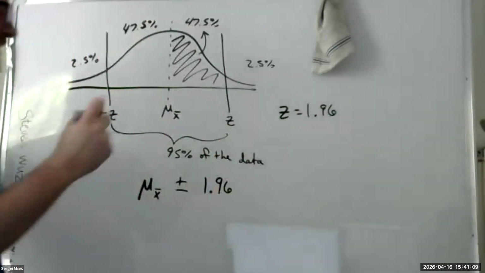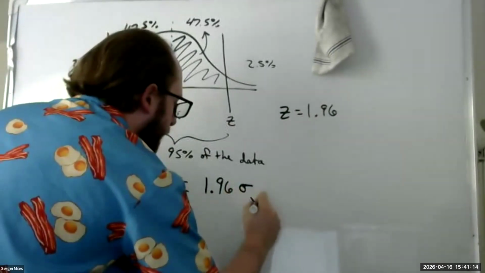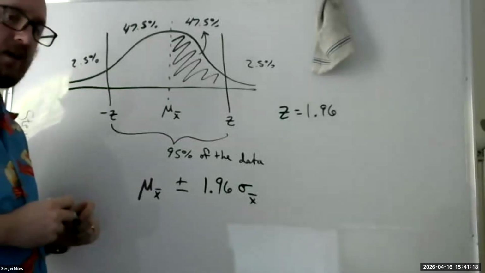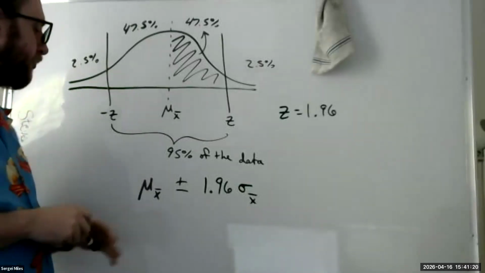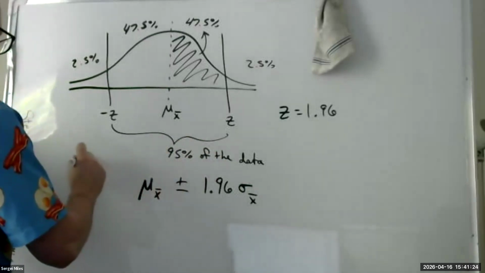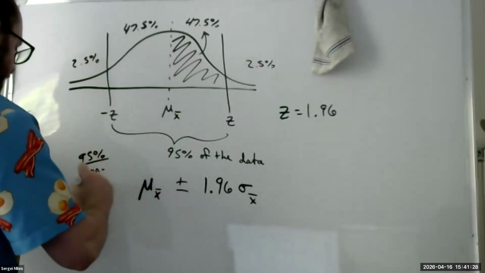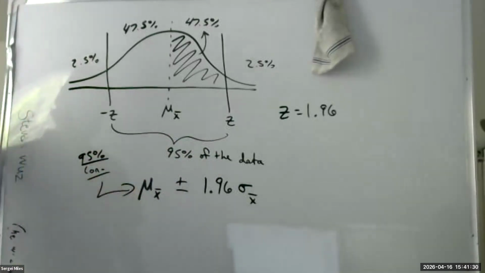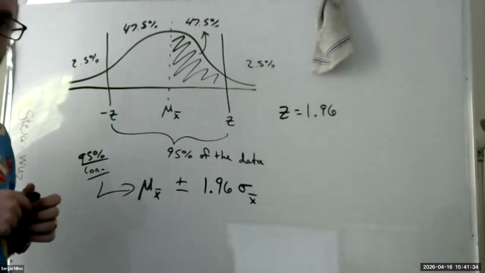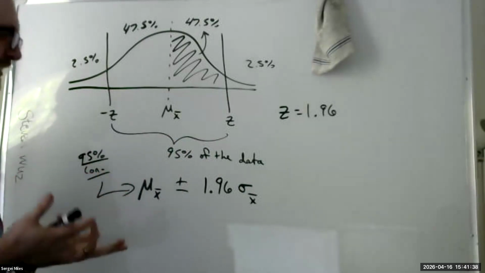And so this is 1.96 standard deviations. So I have to multiply by my sample distribution standard deviation. This allows me to create an interval for 95% confidence. So this will give me 95% confidence in my interval that we create here. Okay? So this gives us kind of a starting notion of how to create these intervals.